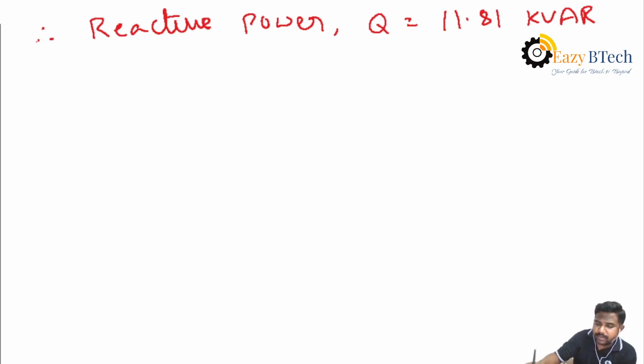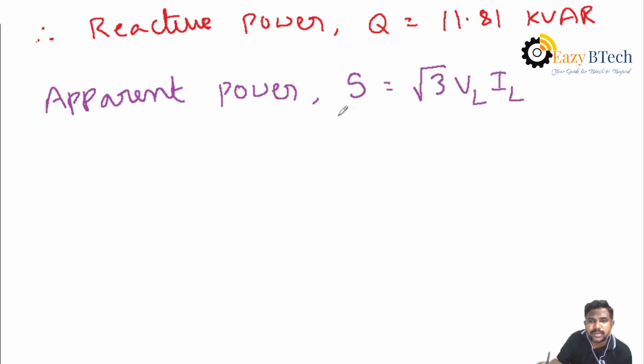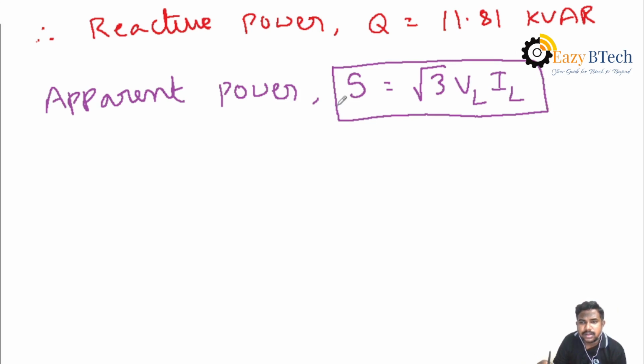Then after finding active power and reactive power, in some problems you also have to find the apparent power. In this problem there is no finding of apparent power, but if some problems ask you to calculate the value of apparent power, it is denoted by letter S. Then the simple formula is root 3 into VL into IL. This is the formula for apparent power. Already we know the values of VL, that is 440, and the value of IL, 19.83 in this problem. Then replace the VL value as well as the IL value.